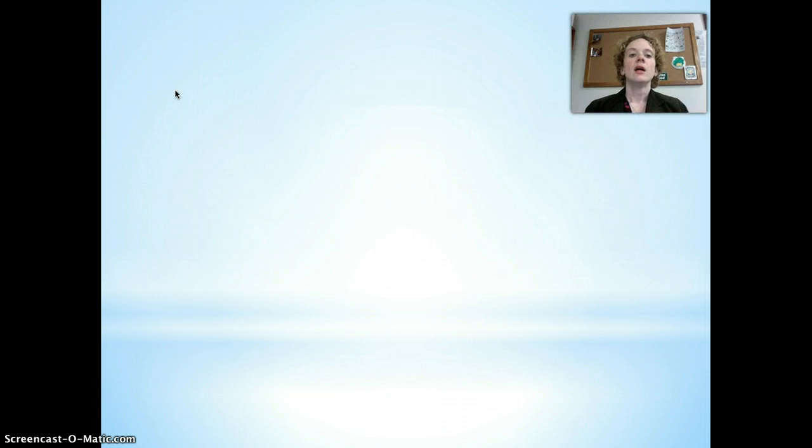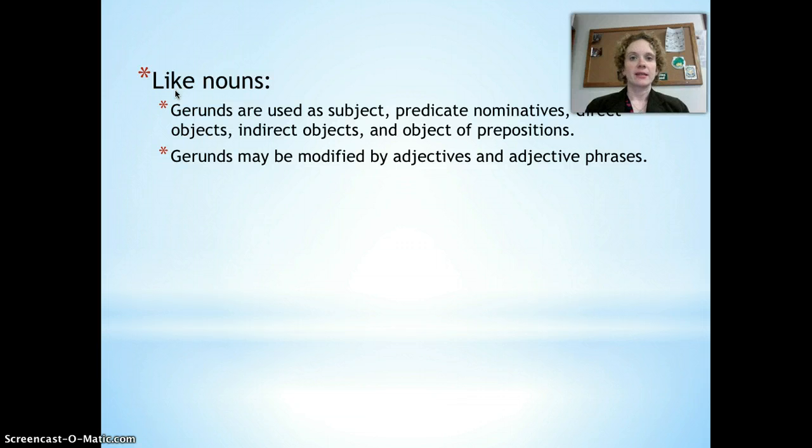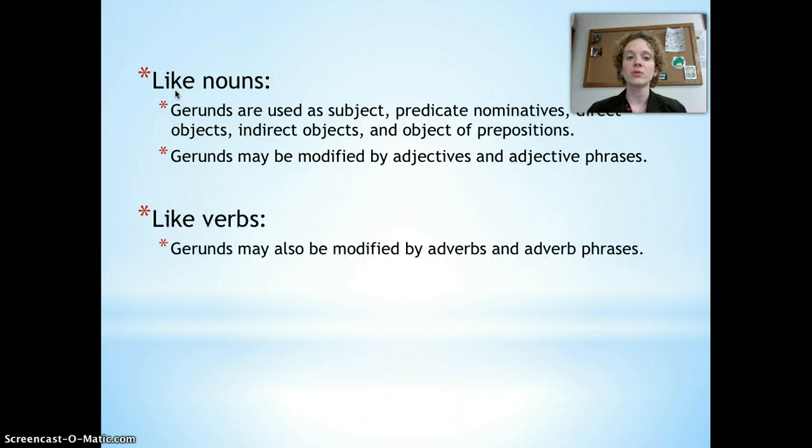Okay, let's review some things. Like nouns, gerunds are used as subjects, predicate nominatives, direct objects, indirect objects, and objects of prepositions. Also, like nouns, gerunds may be modified by adjectives and adjective phrases. Like verbs, gerunds may also be modified by adverbs and adverb phrases.